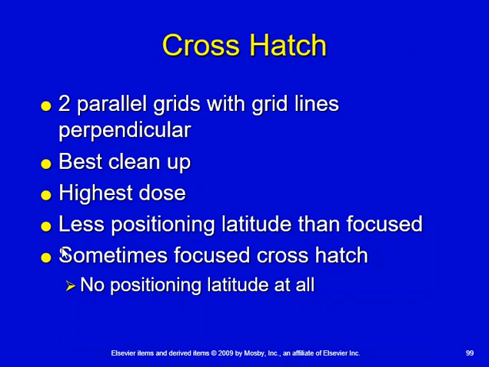So crosshatch grid, the simplest crosshatch grid is made up of two parallel grids that are mounted perpendicular to each other. So you've got one set of grid strips going this way and one set going that way. It offers the best cleanup because on a parallel grid, any scatter radiation that's running parallel to the grid strips in this dimension would get through. But with a crosshatch, they would not. So they're going to offer the best cleanup.